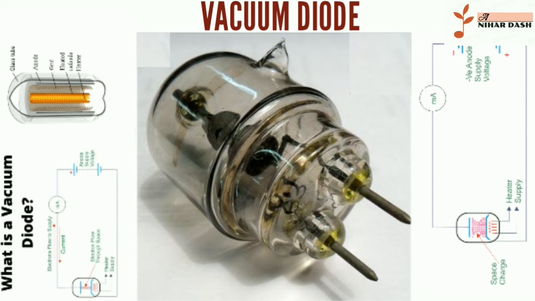Then a beam of electrons starts flowing freely from cathode to anode through space. As a result, current flows from the anode to cathode. Vacuum tube diode forward bias.